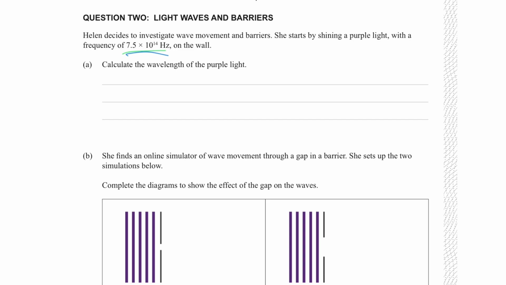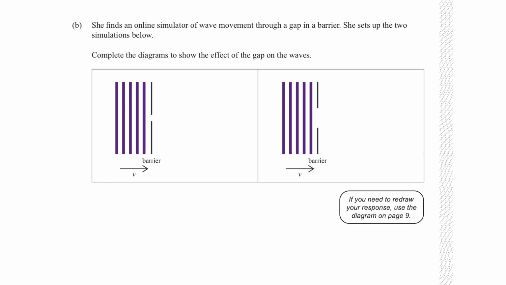Calculate the wavelength of the purple light. V equals F lambda. F being the frequency that was just given there. Wavelength you're calculating, and V being the speed of light.